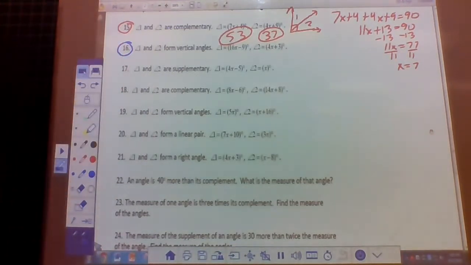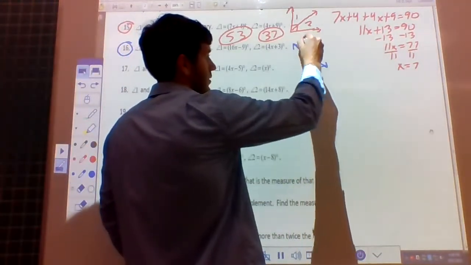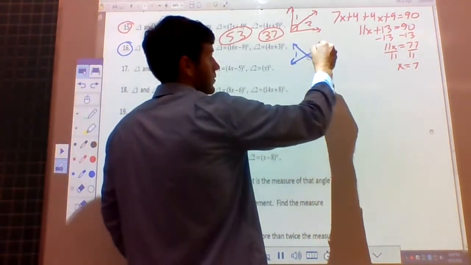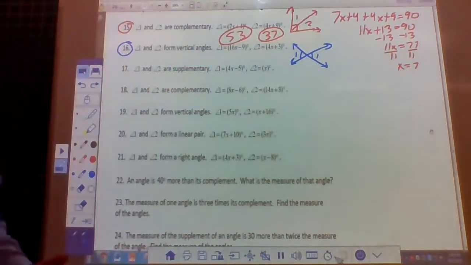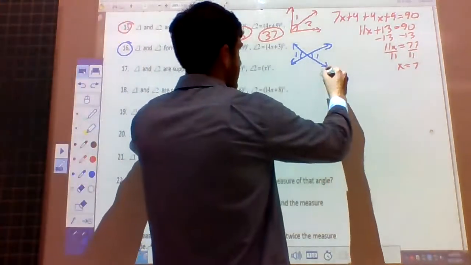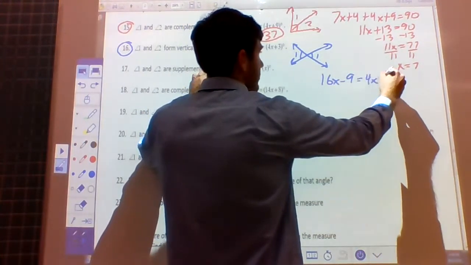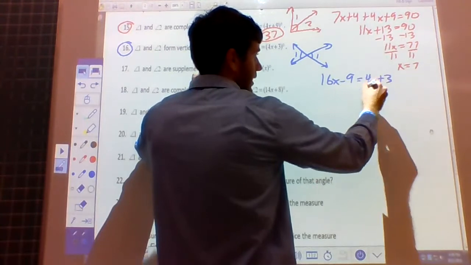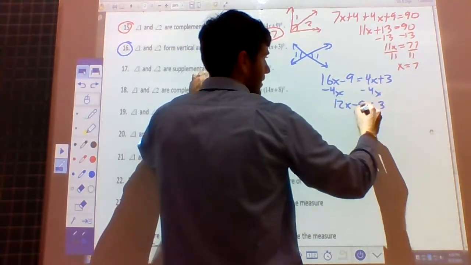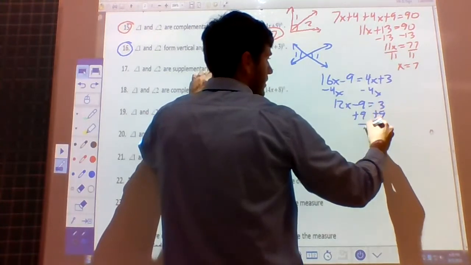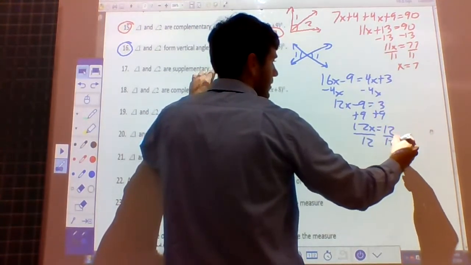So angle 1, angle 2 are vertical angles. So here's angle 1, here's angle 2. They're vertical angles. We know vertical angles are congruent, therefore we can set them equal to each other. So it's going to be 16x minus 9 equals 4x plus 3. Subtract 4x. 12x minus 9 equals 3. Add 9 to both sides. 12x equals 12, and then we can divide by 12.